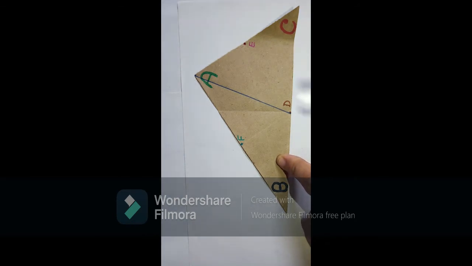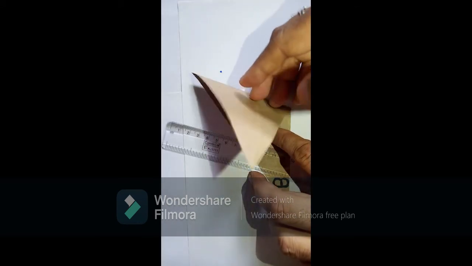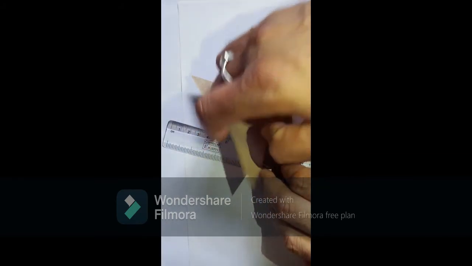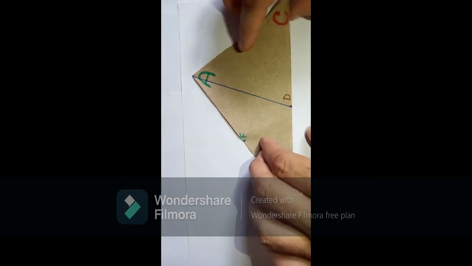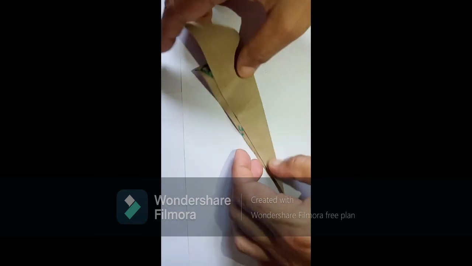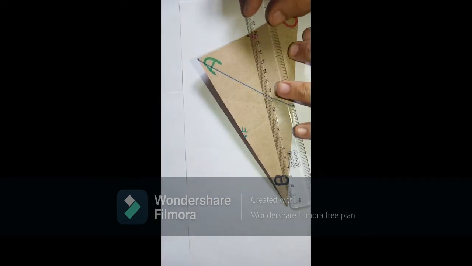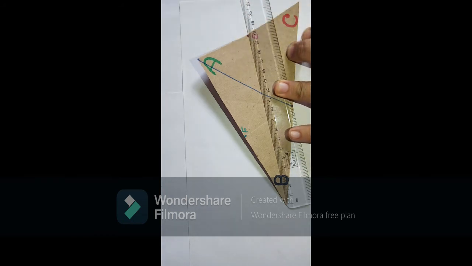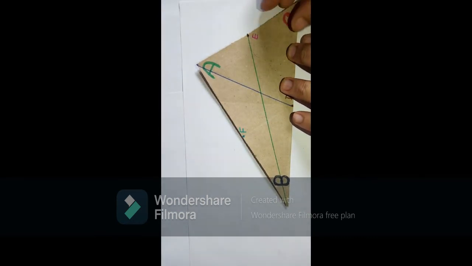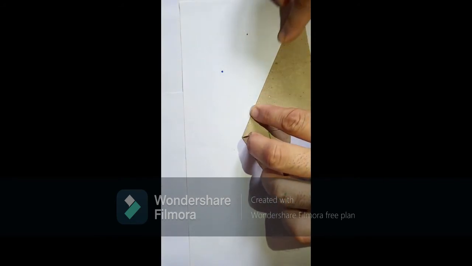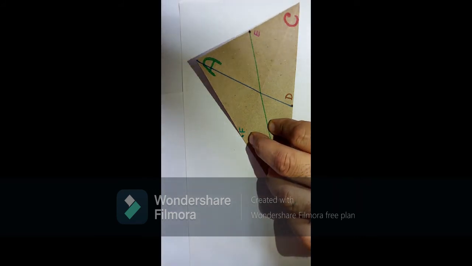Now, we will simply join A and D through paper folding method. In this way, we can fold the paper to get the straight line AD. Similarly, from B and E, we will fold the paper like this, so that BE is the second median. Let me draw the straight line through color, and here is the line. Similarly, we can draw the median CF by paper folding, and finally we will draw the straight line CF using a scale.